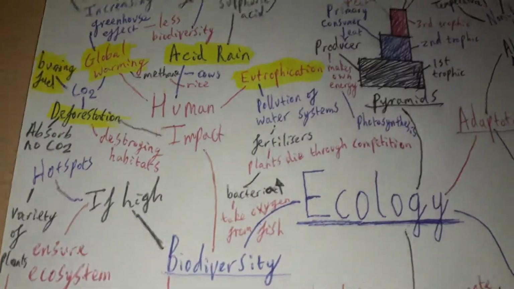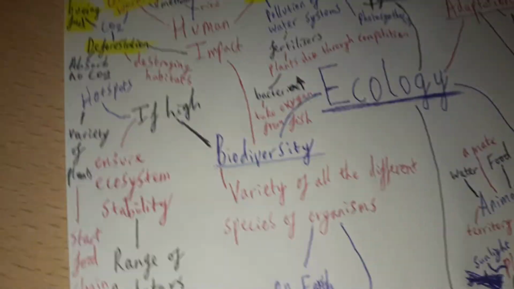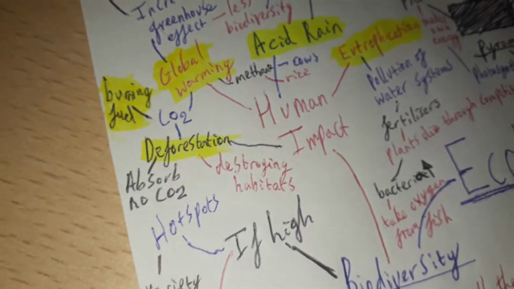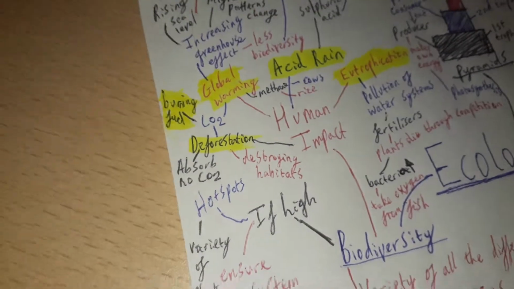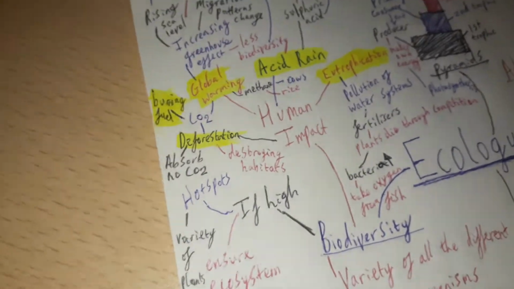It all works together in a system. So next, let's look at human impact on this and make ourselves feel terrible about ourselves. So first, let's look at deforestation. So basically, that's cutting down trees and stuff, and it can destroy habitats, which is a bad thing.